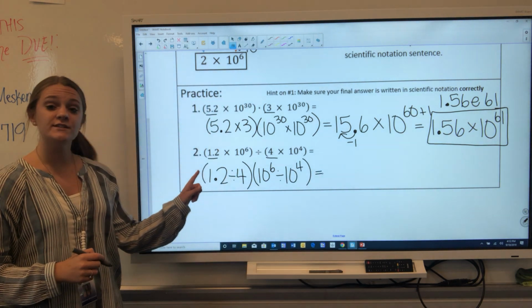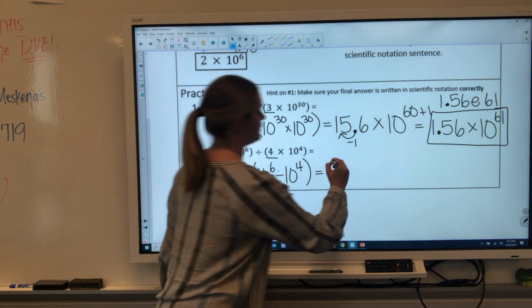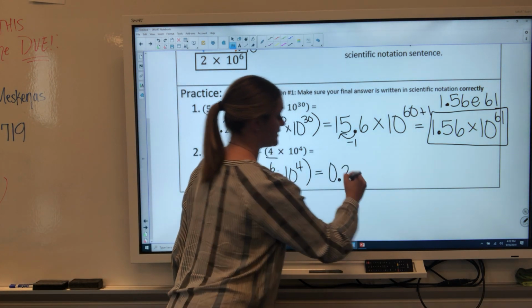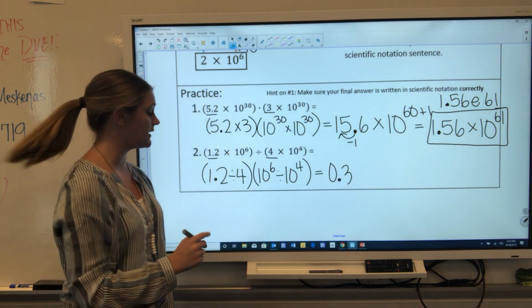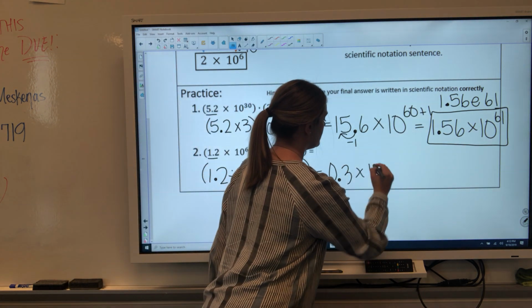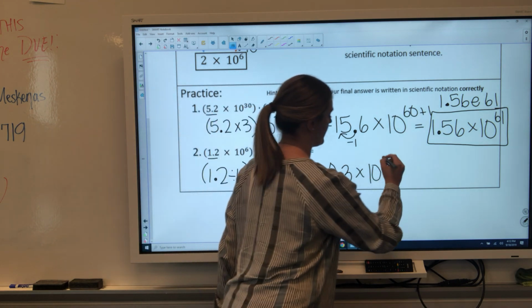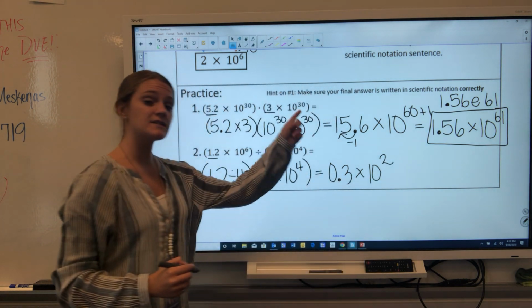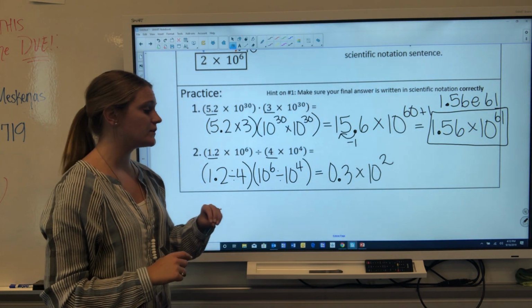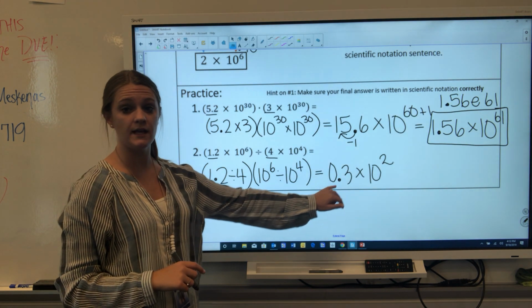All right, 1 and 2/10 divided by 4 would be 3/10. Paying attention to that coefficient, we're going to have to fix that later. Times 10 to the 6 minus 4, that quotient rule, 10 to the 2nd power. All right, and just like that multiplication example, we've got to rewrite this coefficient between 1 and 10.